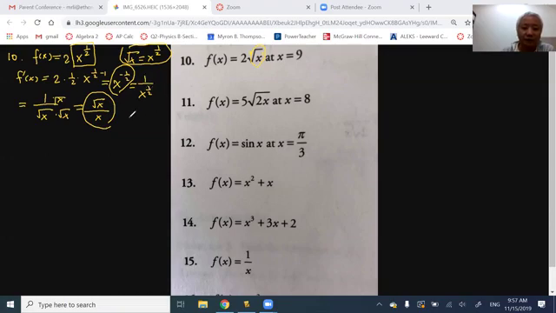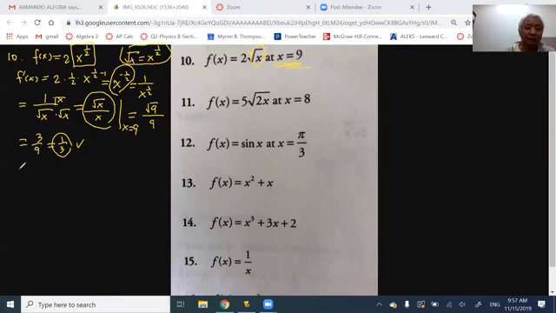Oh, we're not done yet, because we need to find it at x equals 9, right? So from here, you put x equals 9. What will you get? The square root of 9 over 9. That would be 3 over 9, which equals 1/3. Actually, this is the answer, okay? Because they ask you for that point, x equals 9: what's the derivative of the function, all right?